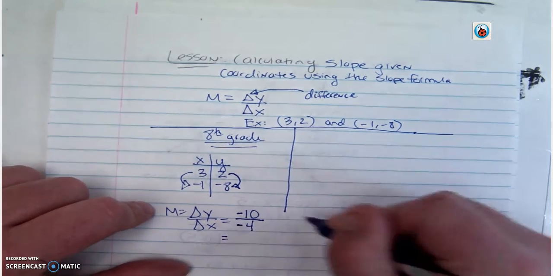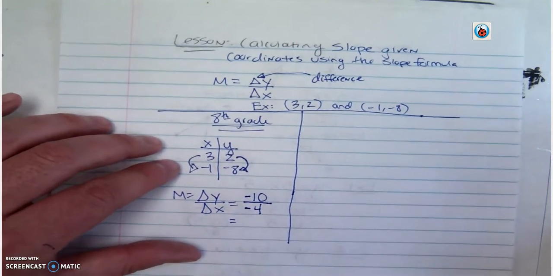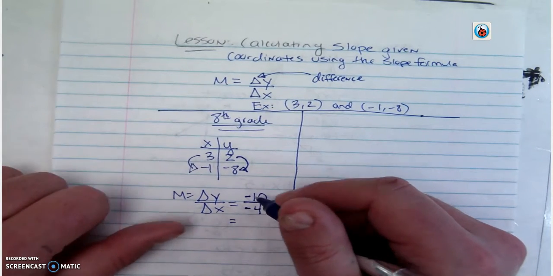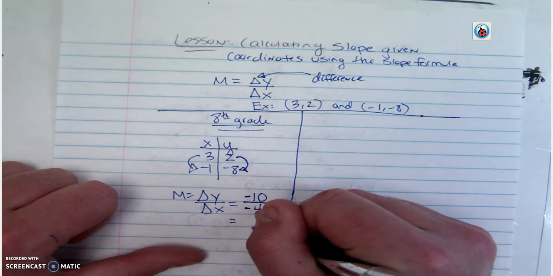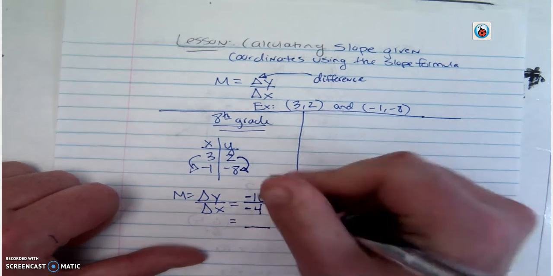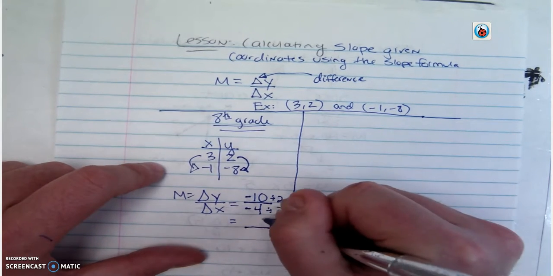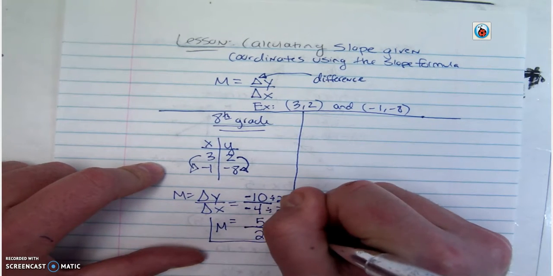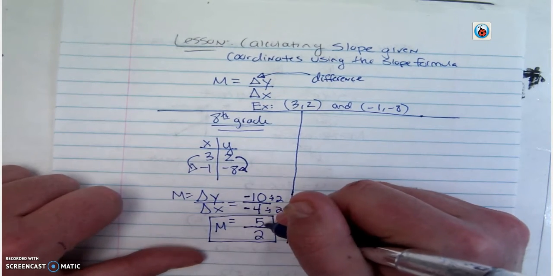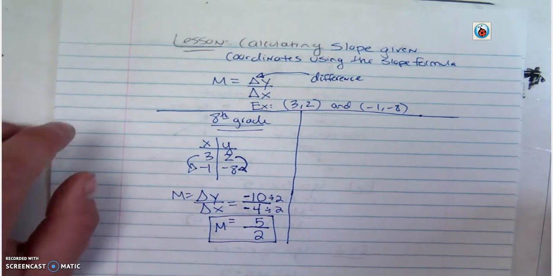Now, I know your teachers have told you this all year, you should always simplify your fractions, so we need to do that here. But first, negative divided by negative is going to end up being a positive. Then if we divide both the top and the bottom by 2, we get 5 over 2. So our slope is a rise of 5 and a run of 2. Both the rise and the run are positive.